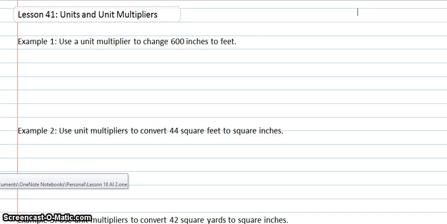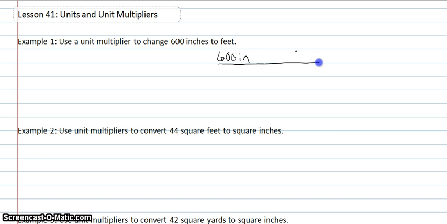In Lesson 41, we look at units and unit multipliers. Example 1 says, use a unit multiplier to change 600 inches to feet. So what we're going to do is put our 600 inches on top of a bar here. And then we need to think about how many inches are in a foot. And there are 12 inches in a foot, so we would put 12 inches on the bottom and then 1 foot on top. And that way the inches will cancel out diagonally.